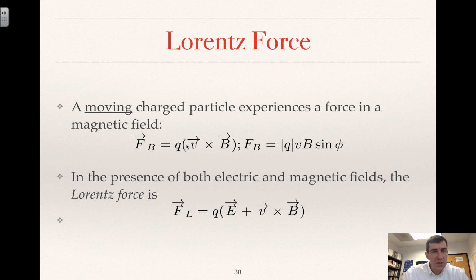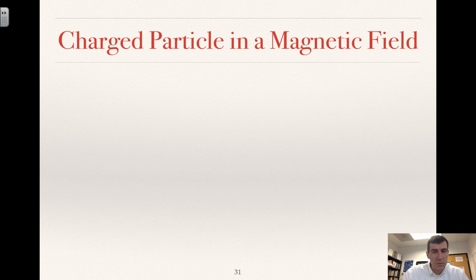Now, an interesting thing to notice here, remember I pointed out this is on a moving charged particle. So if your charged particle isn't moving, if V equals 0, then even if it's a charged particle, but it's at rest in some region where there's a magnetic field, the force is still 0. Okay, so what does this mean?